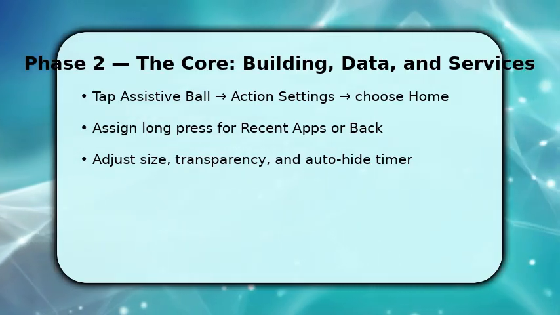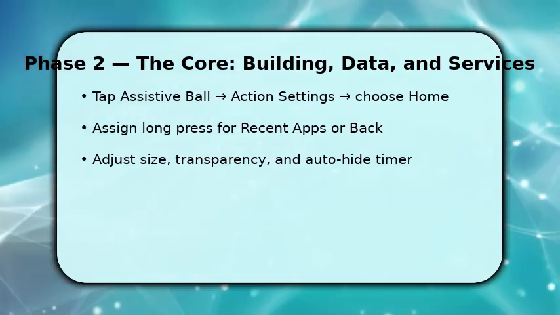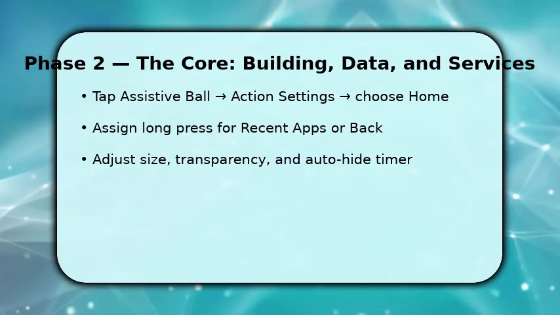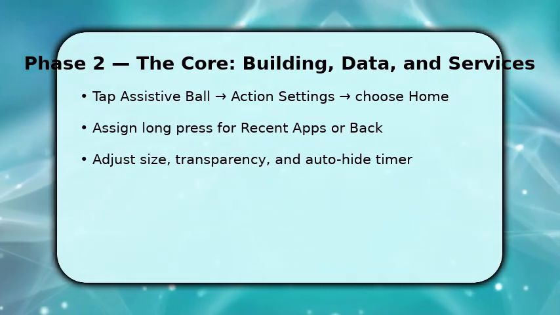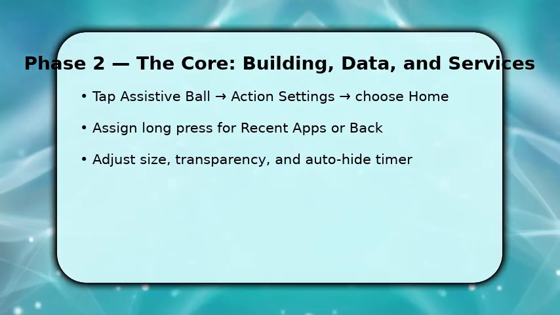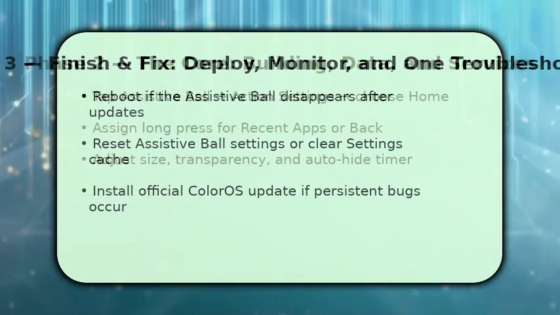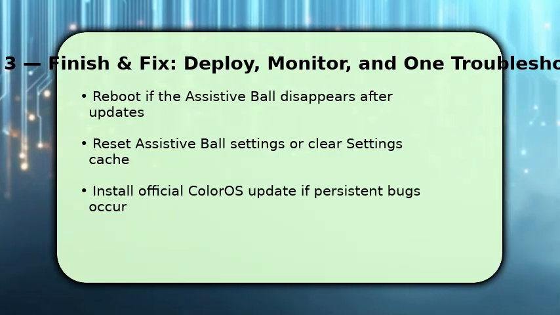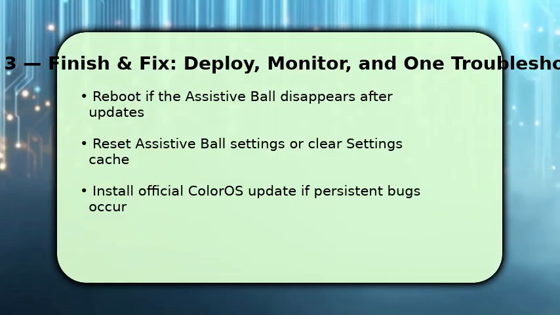If your Color OS supports auto hide, set a short timer to keep it out of the way. These tweaks optimize reachability and reduce accidental taps while preserving quick access to home. Finish by testing the button across apps, tap home, long press, drag it around.